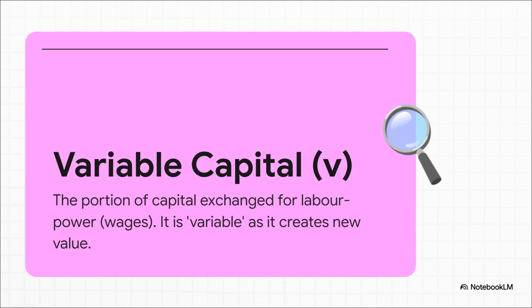And second, there's variable capital, or V. This is basically the total amount the capitalist spends on wages. Now, why does Marx call it variable? Because unlike constant capital, the machines, the raw materials, whose value just gets transferred over, labor power is the one special commodity that actually creates new value. It's the living, breathing source of capital's growth.